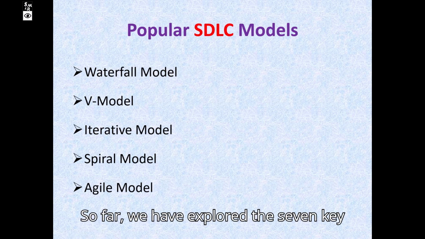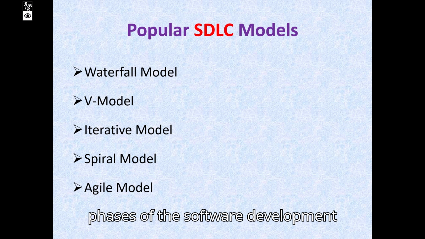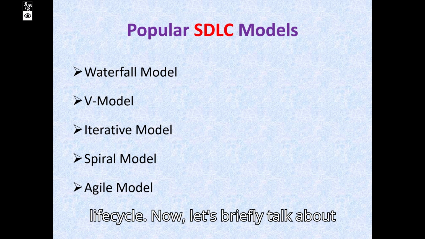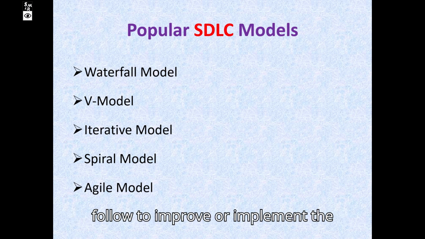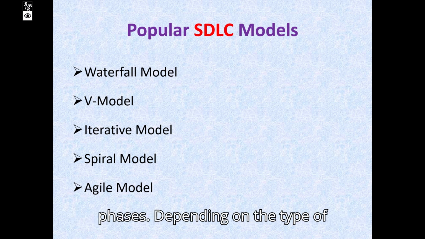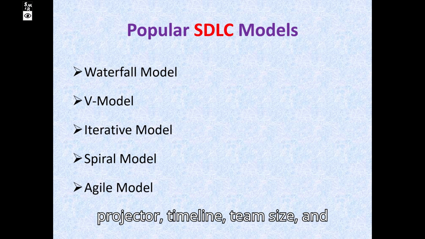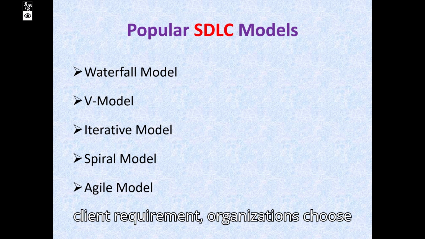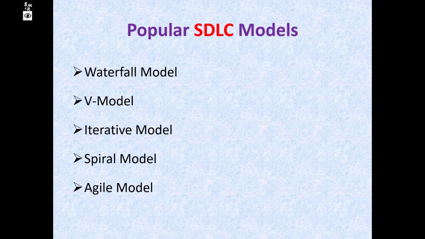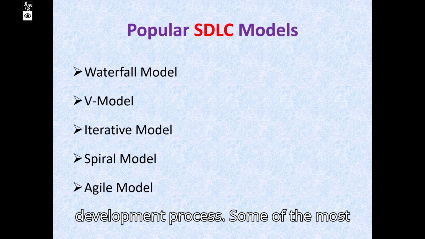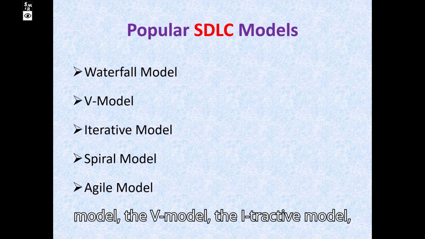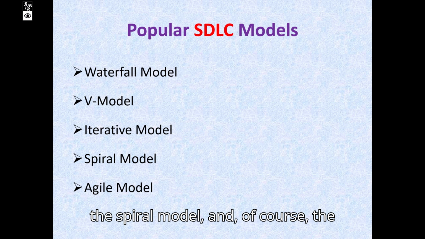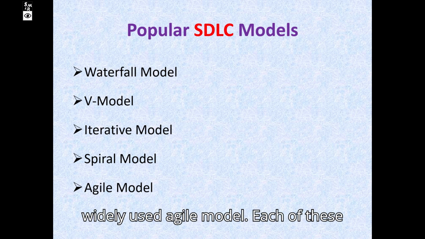So far, we have explored the 7 key phases of the software development lifecycle. Now, let's briefly talk about the different SDLC models that teams can follow to implement the phases. Depending on the type of project, timeline, team size, and client requirements, organizations choose different models to structure their development process. Some of the most popular SDLC models include the waterfall model, the V model, the iterative model, the spiral model, and of course the widely used agile model.